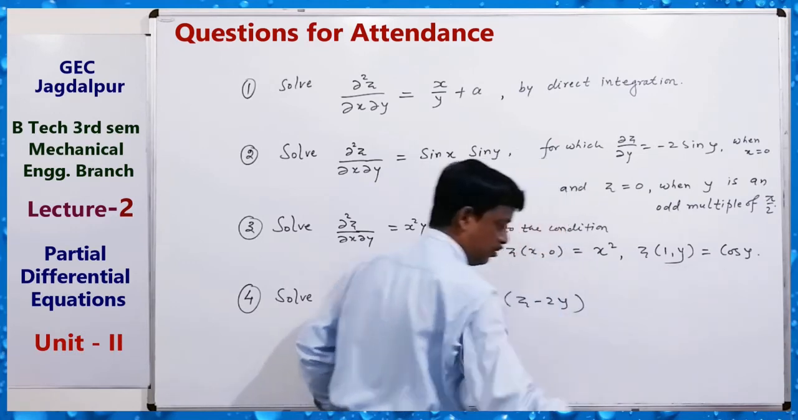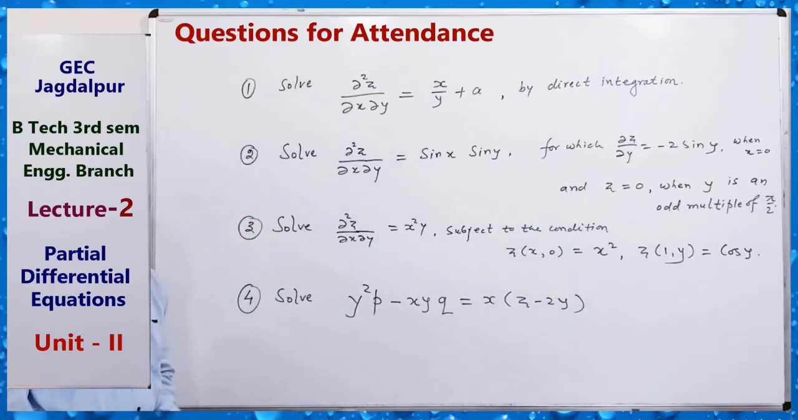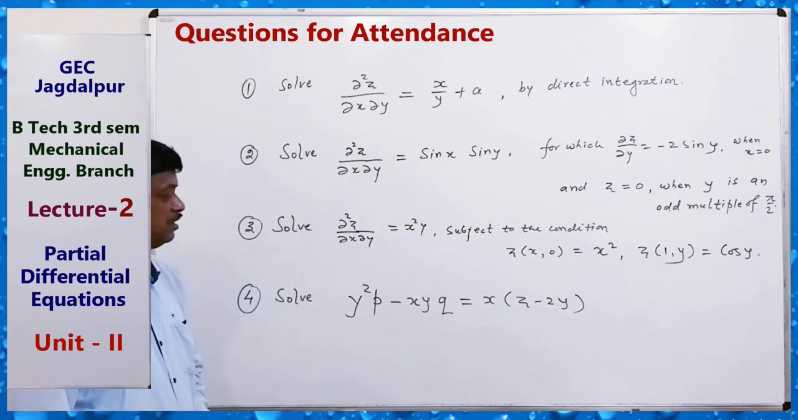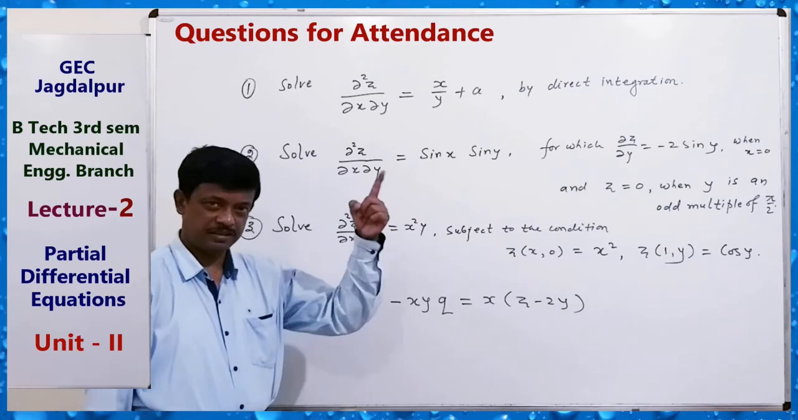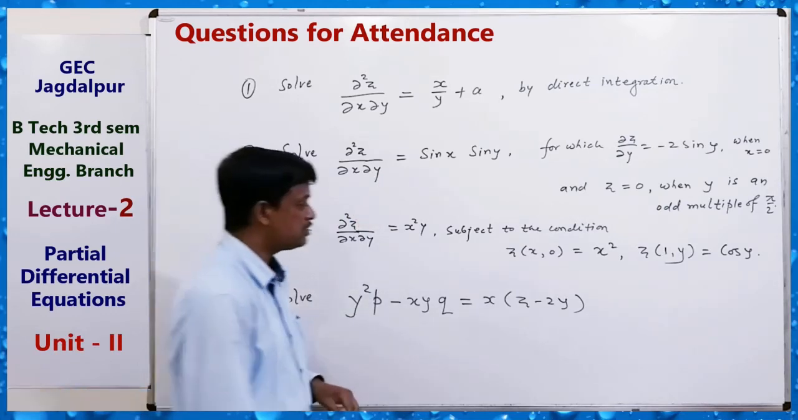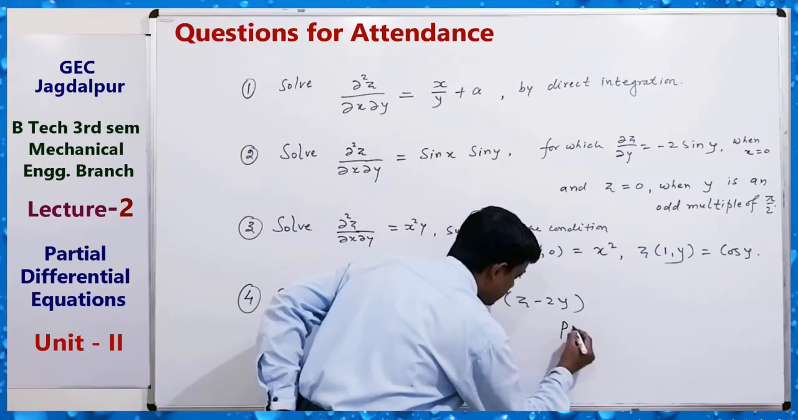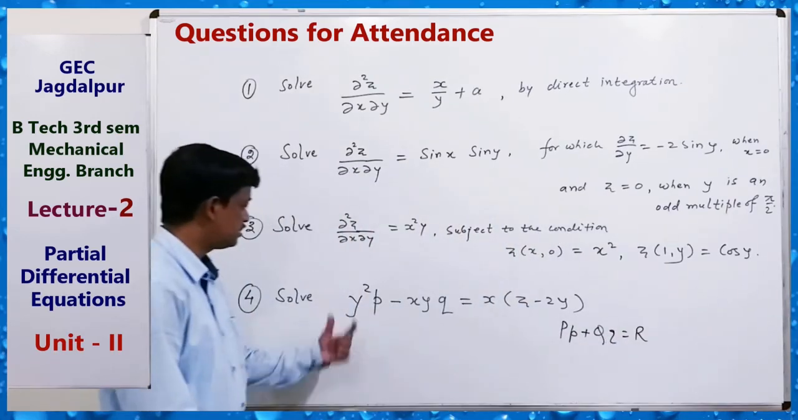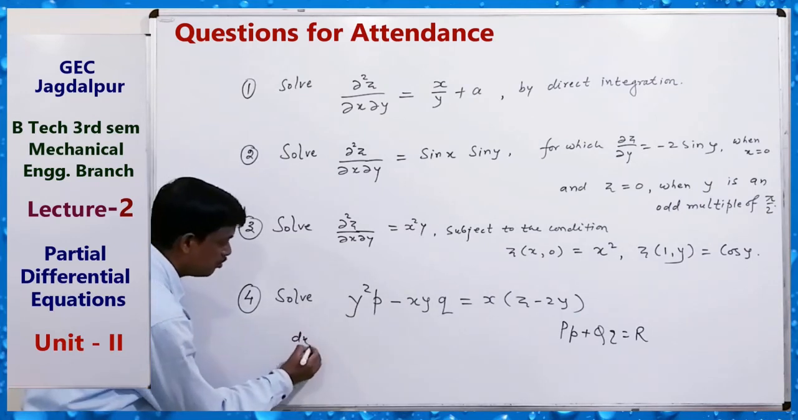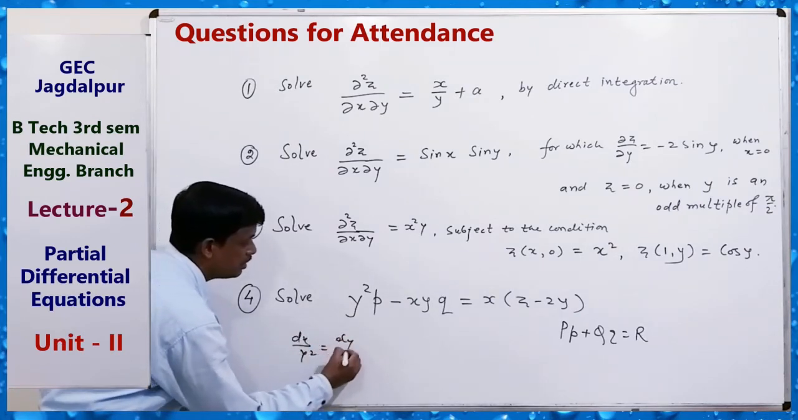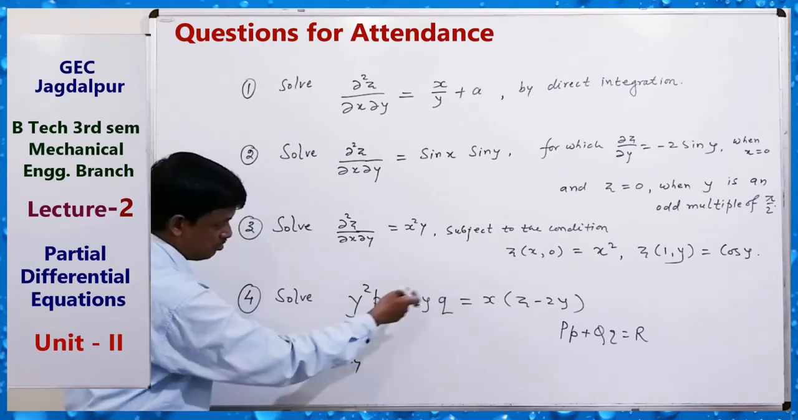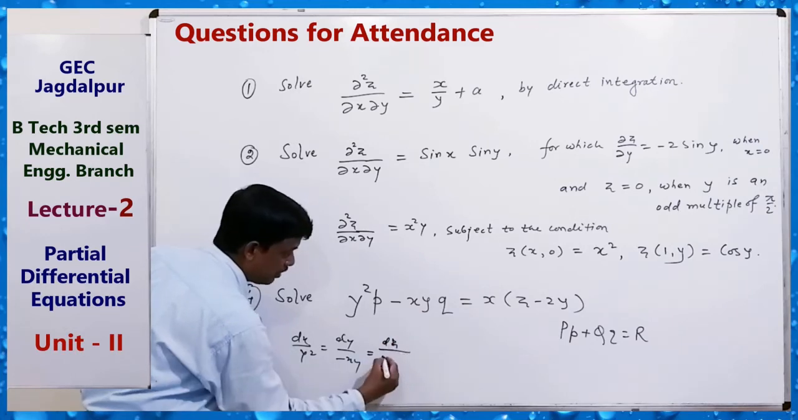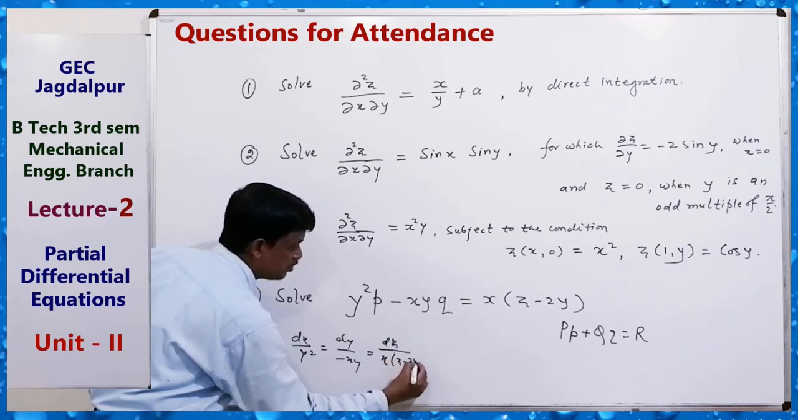Now question third. This is a Lagrange linear equation. You can compare it with Pp plus Qq equals to R. So P means y square, that is, substituting, the equation will be dx by y square equals dy by minus xy equals dz by x z minus 2y.